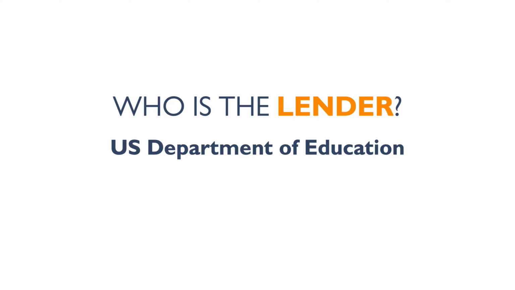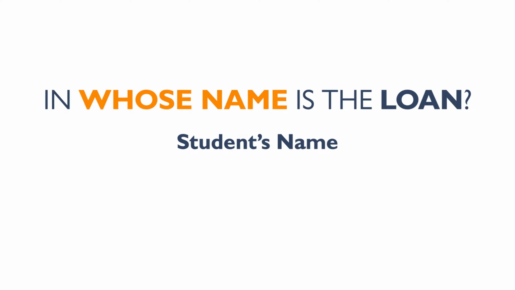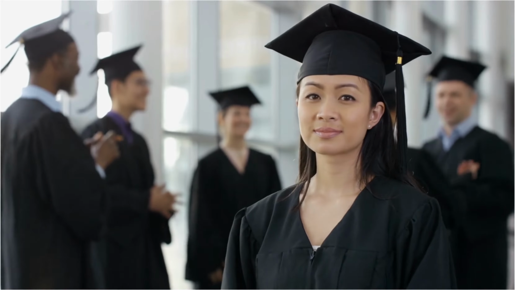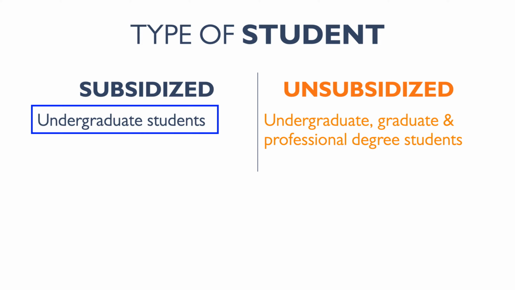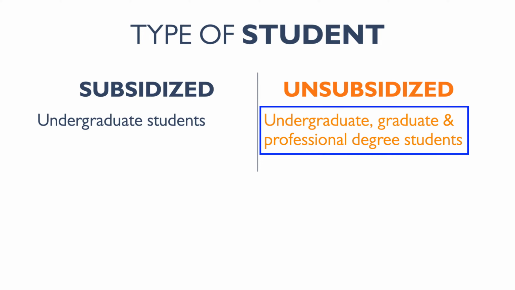Who is the lender on these loans? The lender on these loans is the U.S. Department of Education. And both subsidized and unsubsidized loans are issued in the name of the student, not the parent. Only undergraduate students can receive subsidized loans. However, unsubsidized loans can be received by undergrad, graduate, and professional degree students.